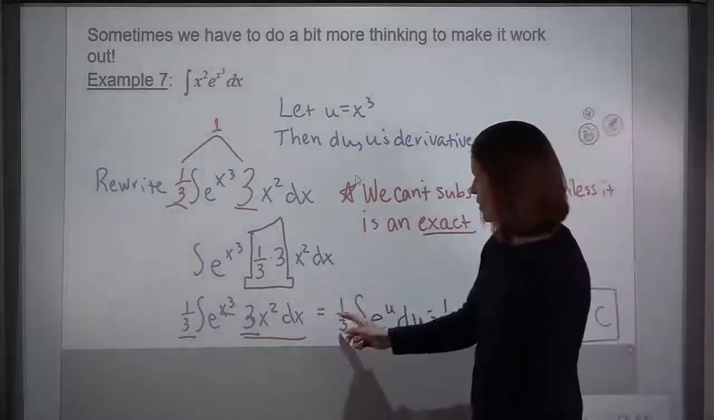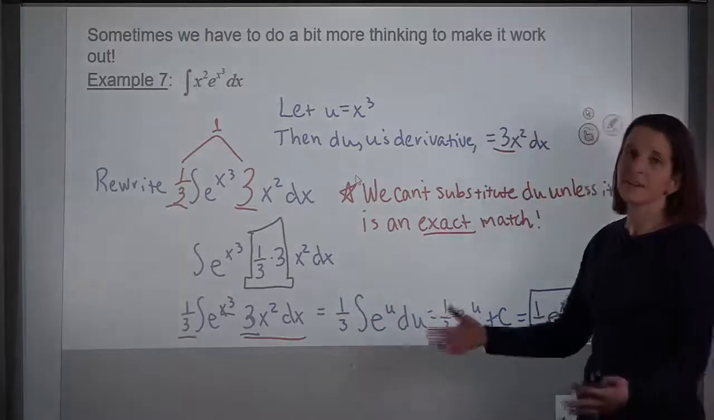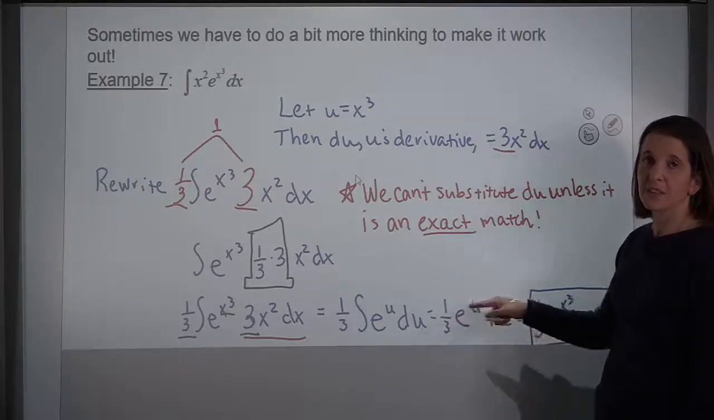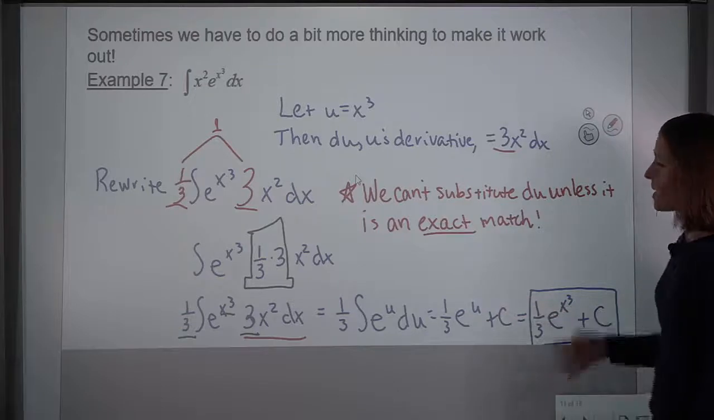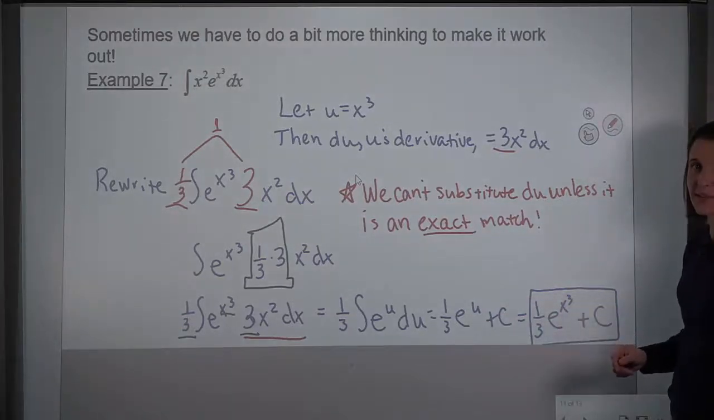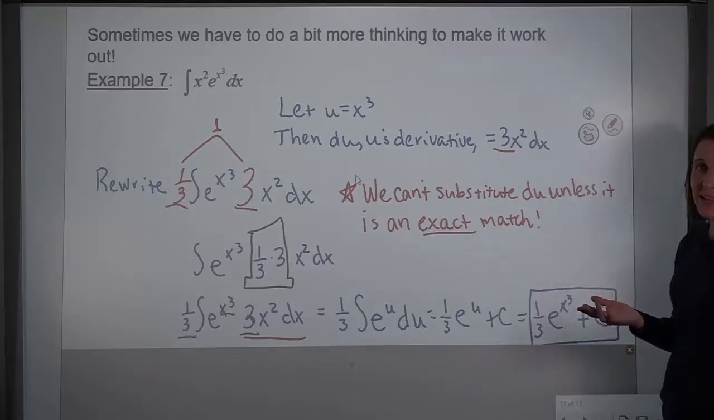So I now have 1/3 e to the u du, and it is one of our easy antiderivatives. So 1/3 stays. Antiderivative e to the u is e to the u, and then plus c. And then, of course, I need to put it back into x's. So 1/3 e to the x cubed plus c. Okay, so that's as bad as they get.